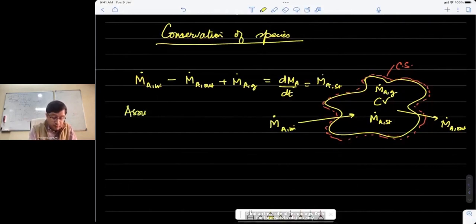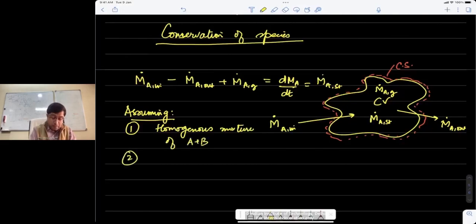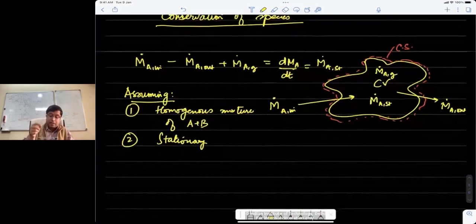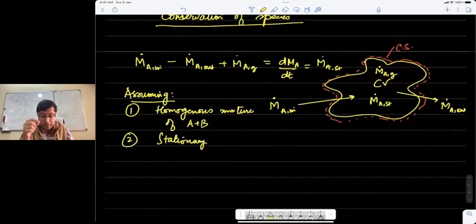So we will be assuming the following. We will be assuming a mixture that is homogeneous of A and B. So it's a binary mixture. And secondly, the mixture is stationary. So the medium is stationary, so there is no bulk flow in the mixture. If there is bulk flow, then the problem becomes slightly difficult, but the equation that we can derive has a similar form, the same way as we did for convection. So you get convective terms in the differential equation.